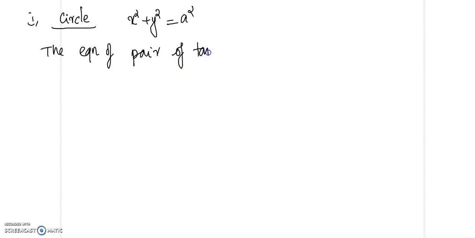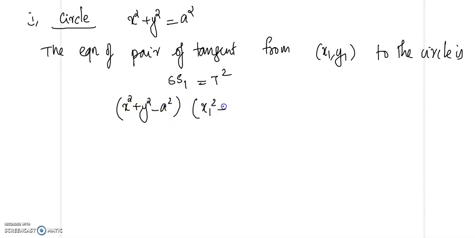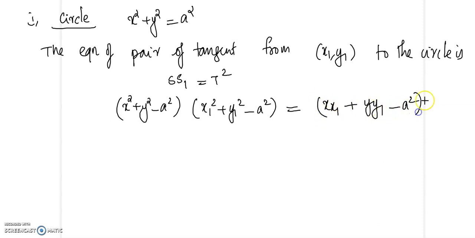Now first let us look at the director circle for a conic which is a circle. Let us consider x square plus y square equal to a square. Now the equation of pair of tangents from x1, y1 to the circle is SS1 equal to T square. So S will be x square plus y square minus a square. S1 is going to be x1 square plus y1 square minus a square, that's the equation of the conic itself, the circle equation will come. Then T square, where T value will be x x1 plus y y1 minus a square. So that is the equation of pair of tangents.